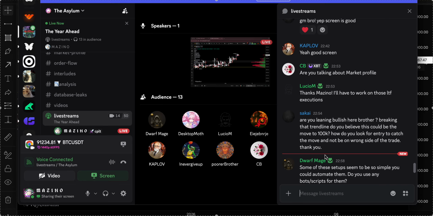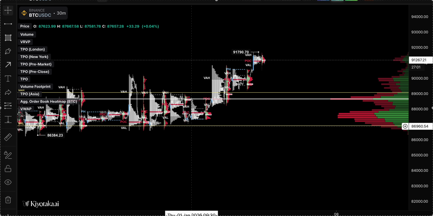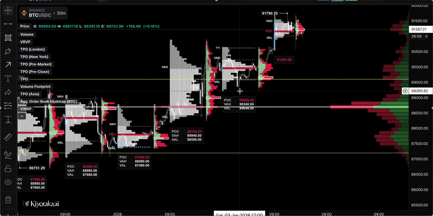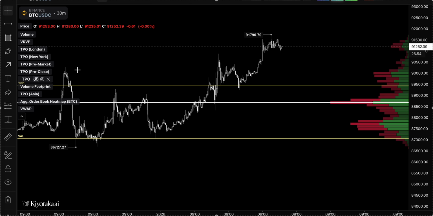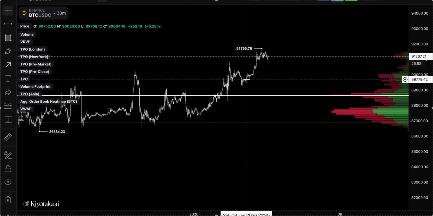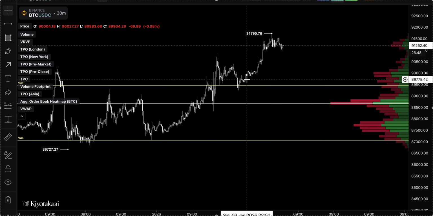Leaning bullish here, breaking the trend line. Do you believe this could be the move to 100k? How do you look for entry to catch the move and not be on the wrong side of the trade? Yep, that's my point. If I'm in the middle here, it's very easy to be on the wrong side of the trade, in my opinion. But I'm very conservative. Okay? I don't like to lose money, so I'm very conservative.